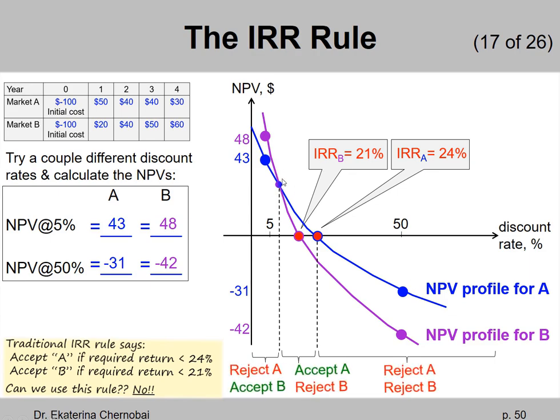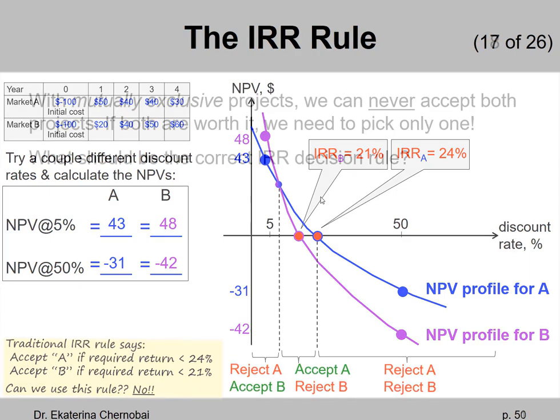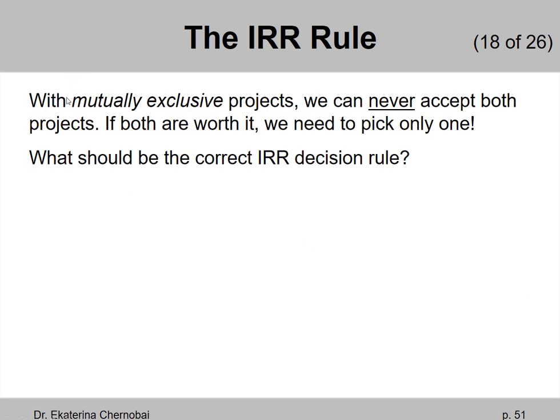We cannot accept both. So we can never accept both projects. Now, what's going on at the crossover point? The two net present values are the same for the two projects. So if the discount rate is exactly at this crossover point, we are indifferent between which project to invest our money into, whether project A or project B. But we are not going to invest into both because they're mutually exclusive. Long story short, with mutually exclusive projects, we can never accept both projects. If both are worth it, we need to only pick one.